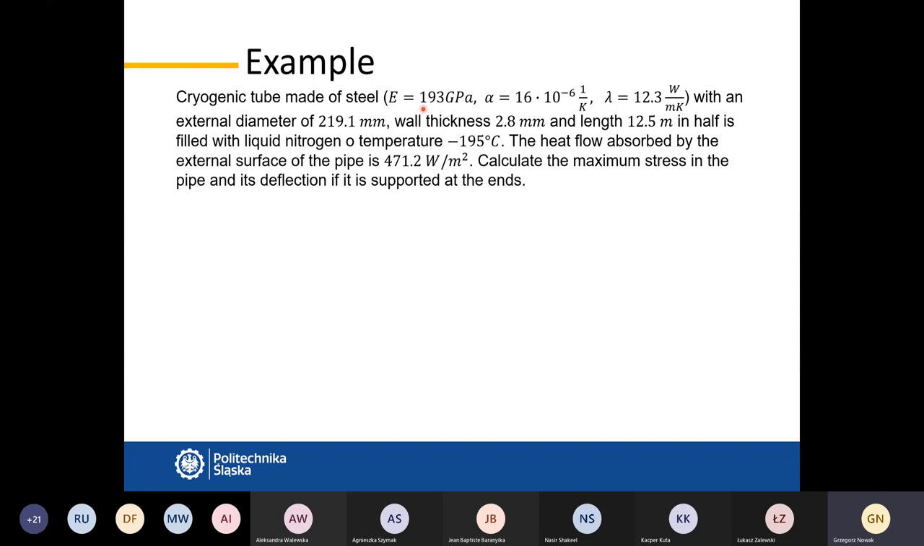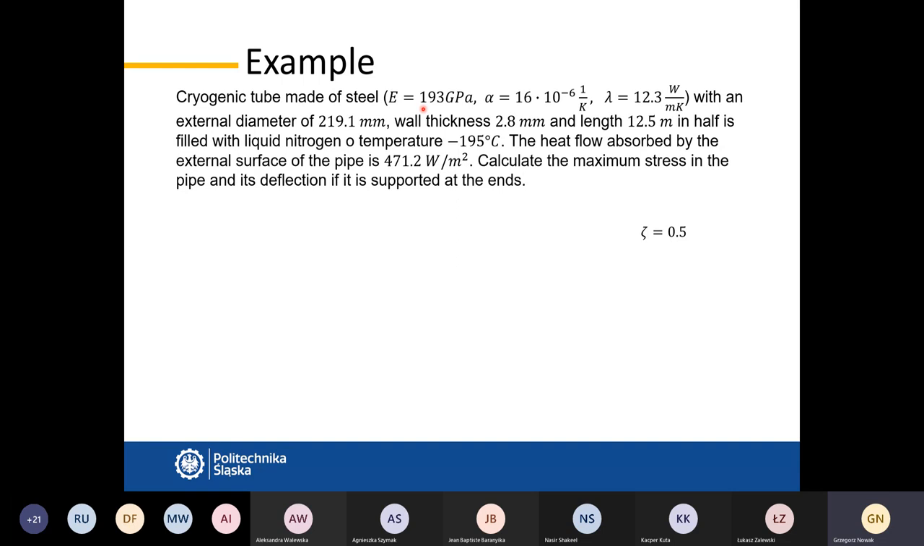and it is half filled with liquid nitrogen of temperature minus 195 degrees Celsius. The heat flow absorbed by the external surface of the pipe is 471.2 watt per square meter. We have to calculate the maximum stress in the pipe and its deflection if it is supported at the ends. So this is the case we have discussed.